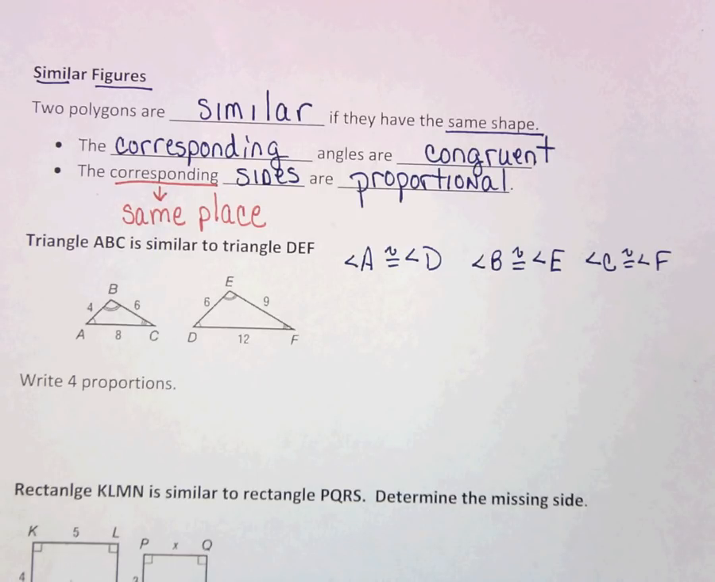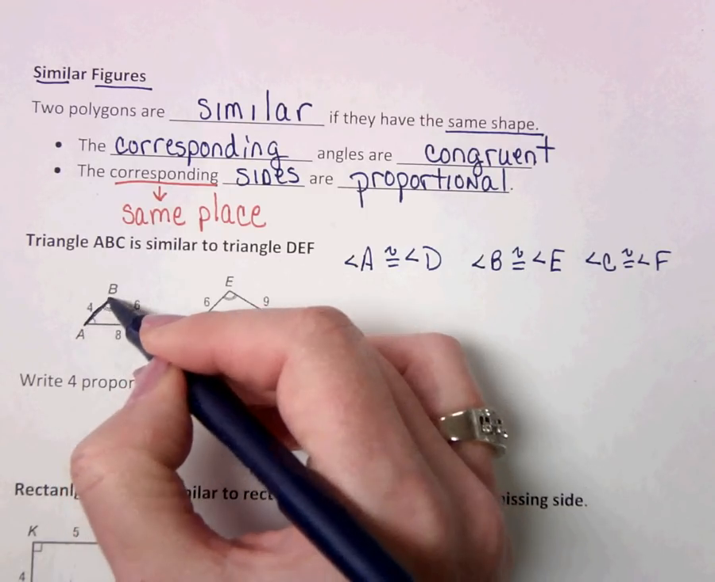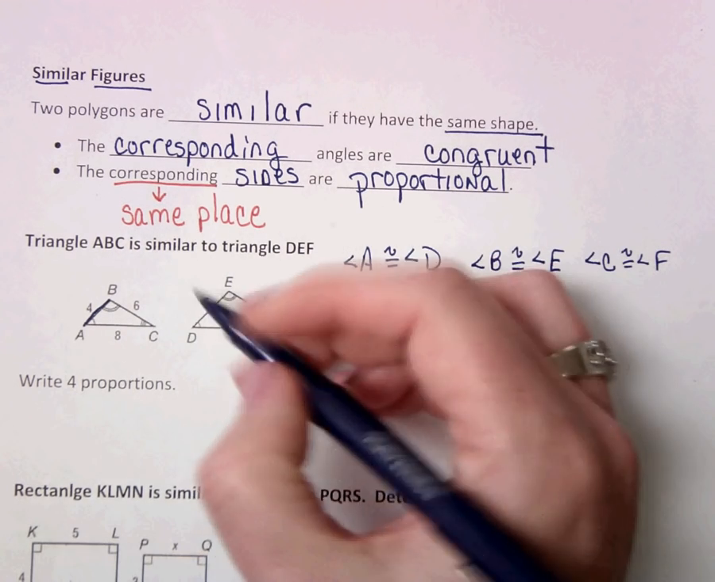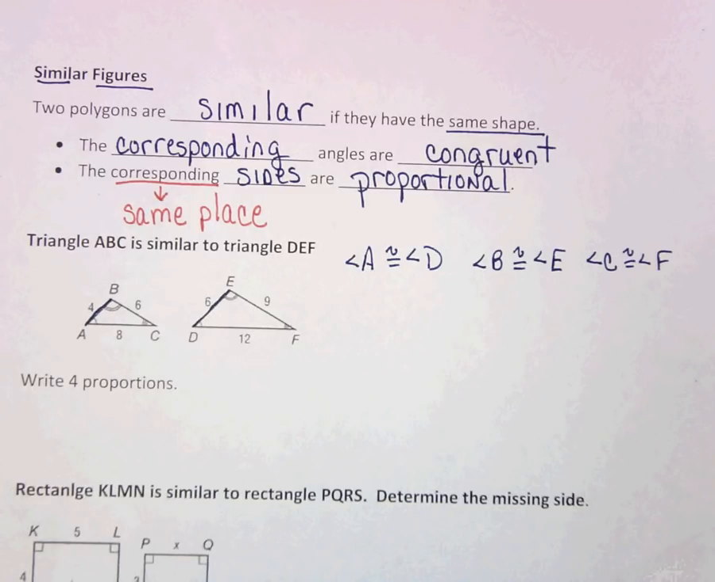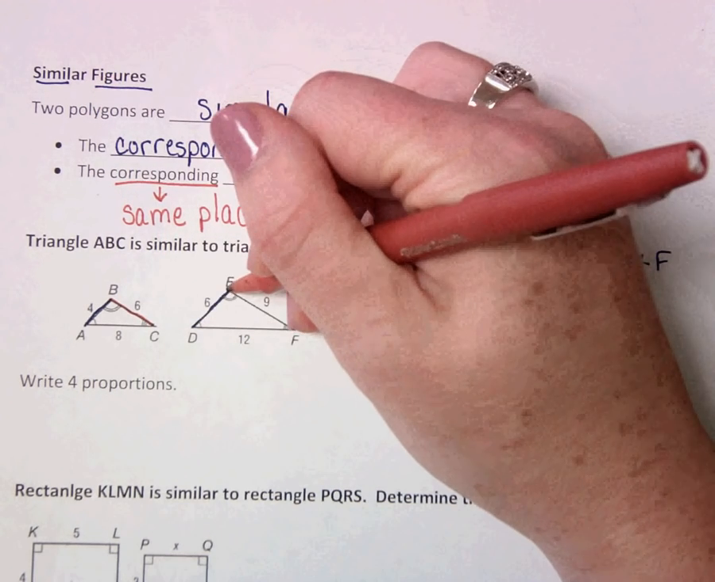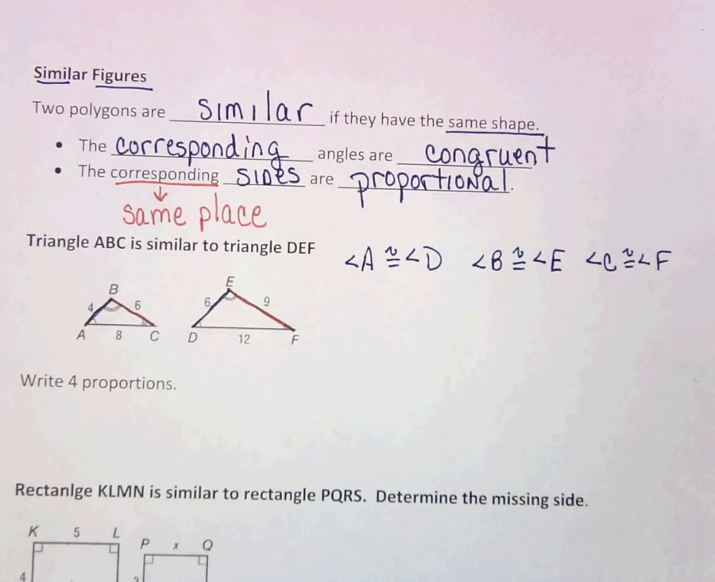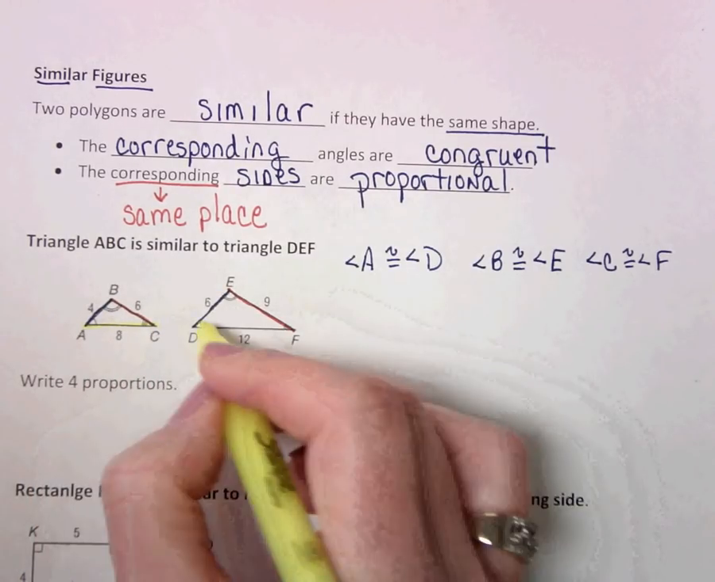So right now the triangles are turned the same way, but sometimes they try to trick us. So what I want us to see is that side AB corresponds to side DE, and I'm going to use a different color. If you have a different color, you might stop the video and grab it. Side BC is similar to side EF, and then side AC is similar to side DF.